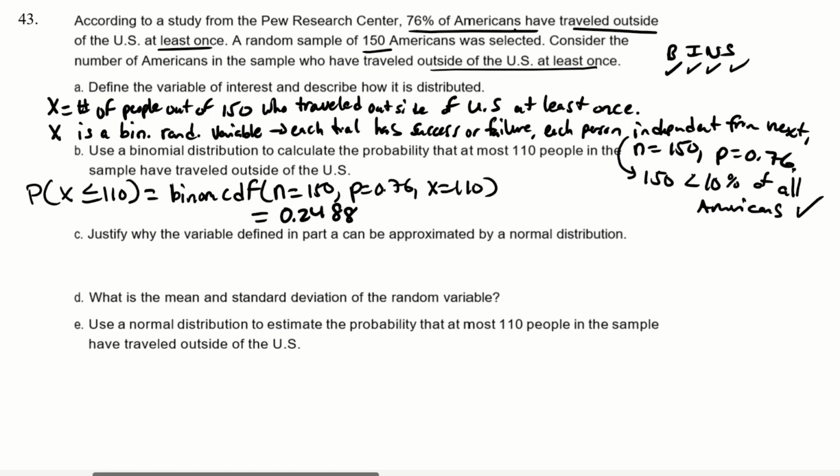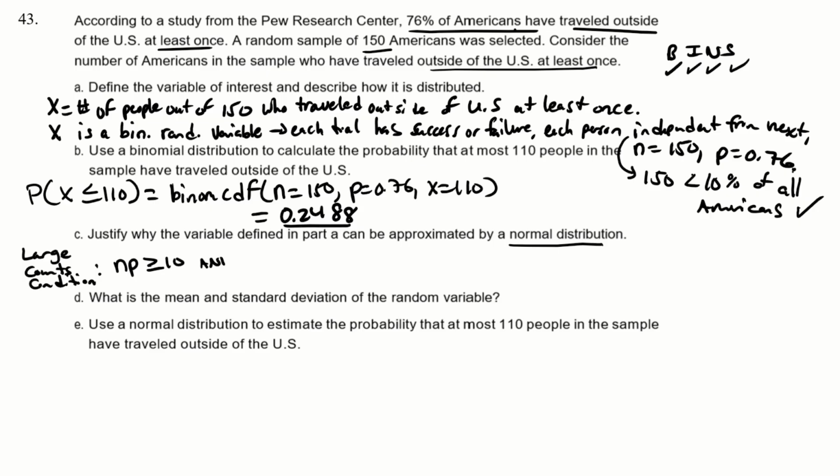Now, justify why the variable defined in part A can be approximated by a normal distribution. Okay, so this part we haven't done yet so far in this study. All right, so the reason why we can do a normal distribution is because it satisfies the large counts condition. The large counts condition says that np is greater than or equal to 10, and n times 1 minus p is greater than or equal to 10.